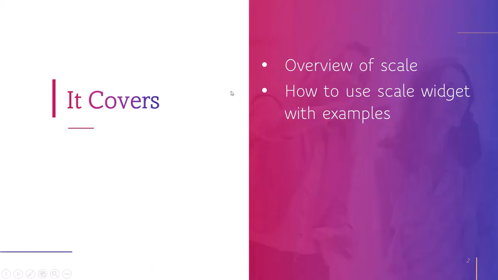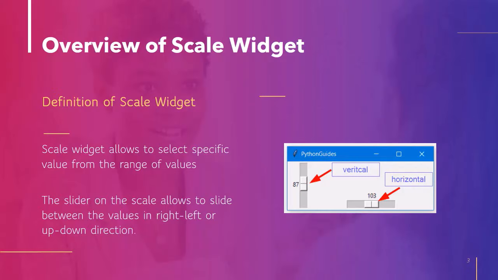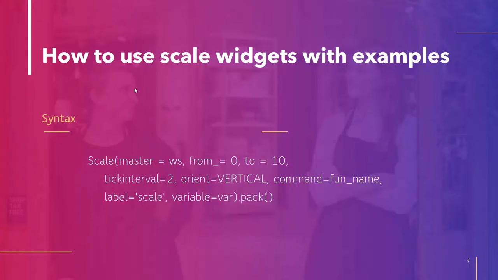To use the scale widget in Python Tkinter, we will start with the overview of scale, and then we will learn how to use the scale widget with examples. The scale widget allows you to select specific values from a range of values. The slider on the scale allows you to slide between the values in the right or left or up and down direction. So in this image you can see that this is a vertical slider or scale, and this is a horizontal scale.